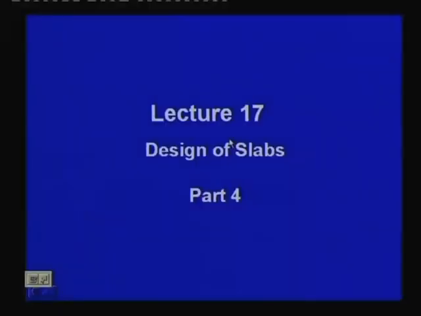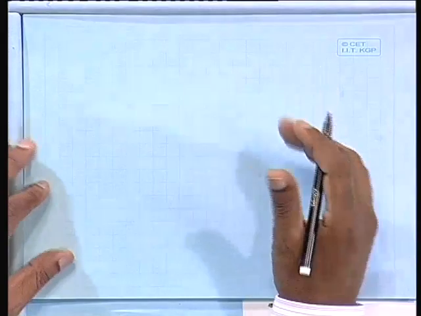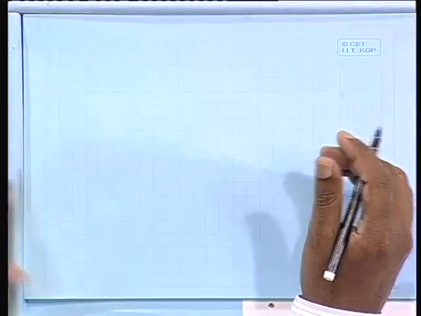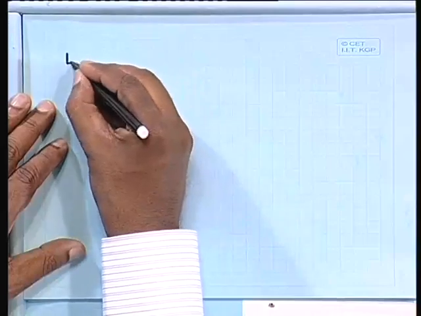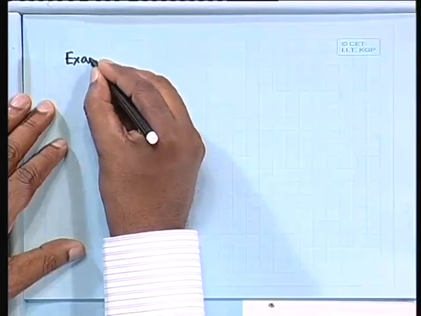Lecture 17, design of slabs, part 4. So, we have come to part 4 of design of slabs, and let us do one problem on a simply supported case, and the other one we shall solve according to Table 26, that is your continuous one. So, here we shall solve an example.